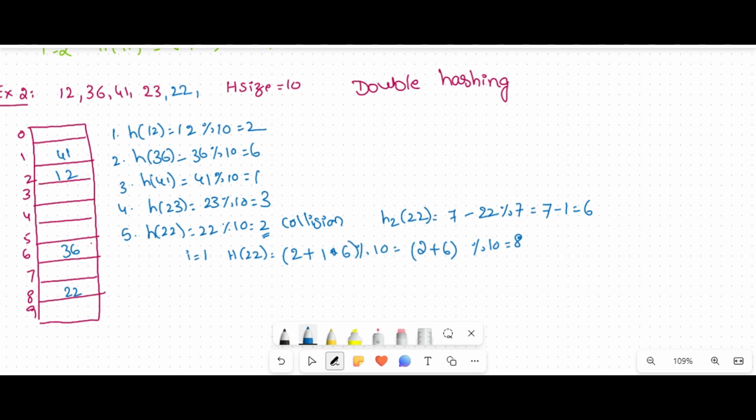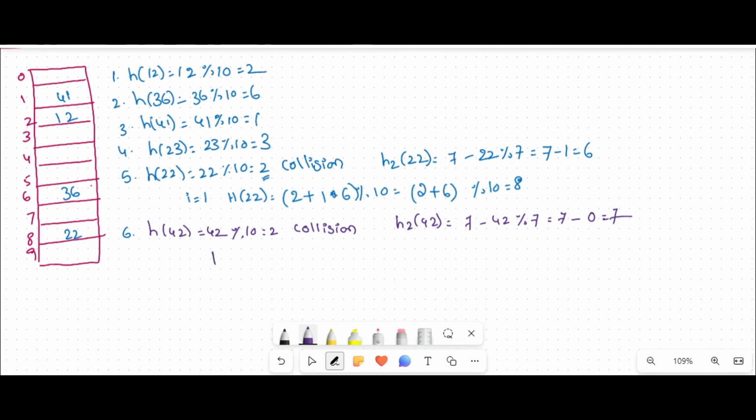Last element, one more we will try. That is 42. So the next element, h of 42 equal to 42 modulus 10, which is equal to 2. Collision occurred. Then what shall we do? h2 of 42 is 7 minus 42 modulus 7. How much is it? 7 5s are 35, 7 6s are 42, so the remainder is 0, which gives 7. So capital H of 42 equal to, put I equal to 1. Small h of 42 is 2, plus 1 into h2, which is 7, modulus 10. Which is nothing but 9 modulus 10. So it is 9. So 42 is inserted here.